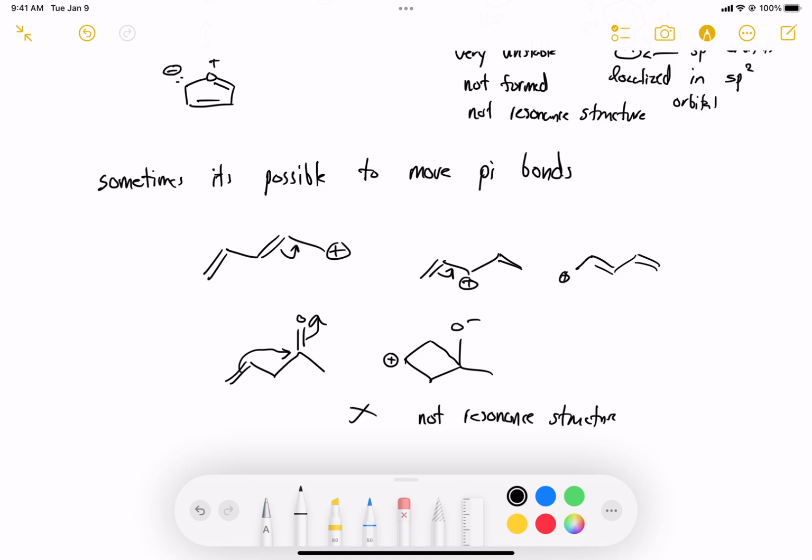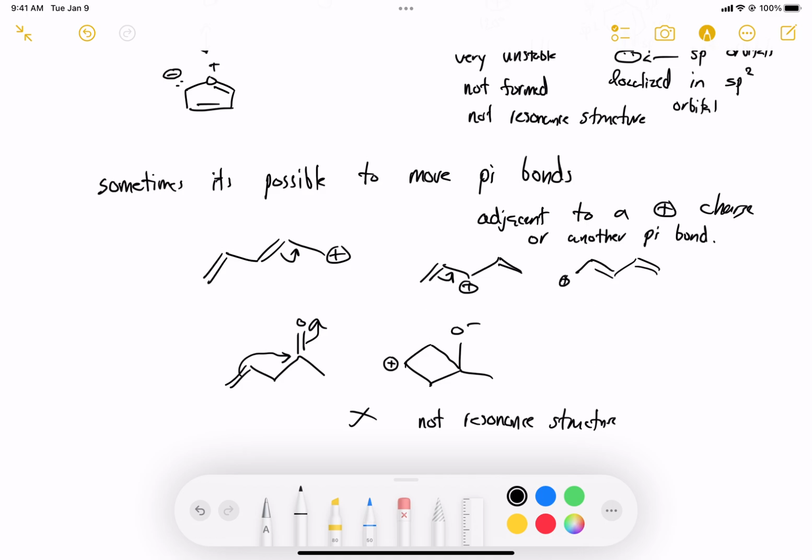So you only can move pi bonds if it's adjacent to a positive charge or another pi bond. Okay, so another single or double bond. So pretty much another double bond in most cases. We rarely see triple bonds like this. So I want everyone to focus on double bonds. Okay.